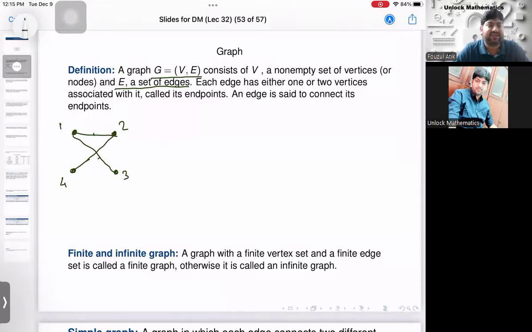Now what do you mean by finite and infinite graphs? A graph with a finite vertex set and finite edges is called a finite graph. Like this graph is an example of a finite graph. Otherwise, it is called an infinite graph. If a graph has an infinite number of vertices or edges, it is an infinite graph. In this course, we will mostly consider only finite graphs.